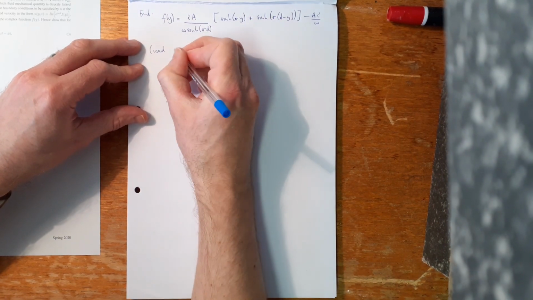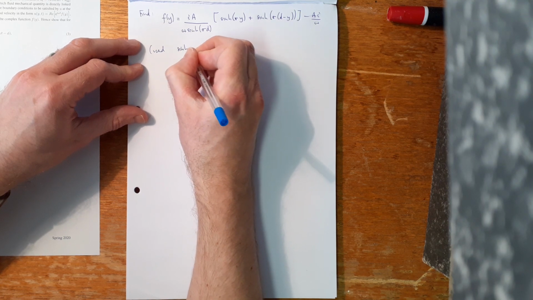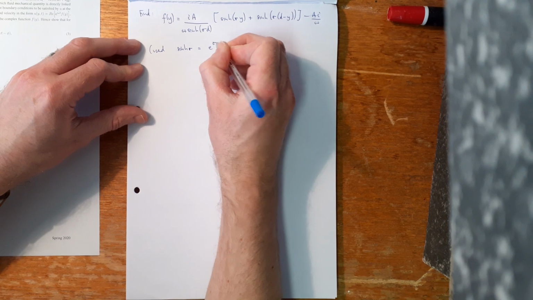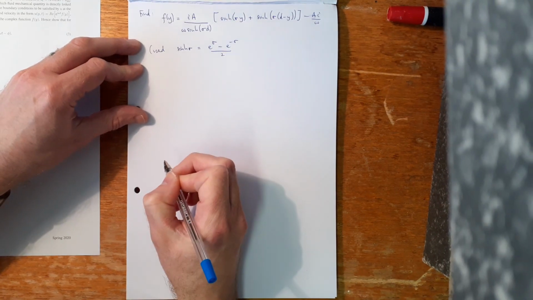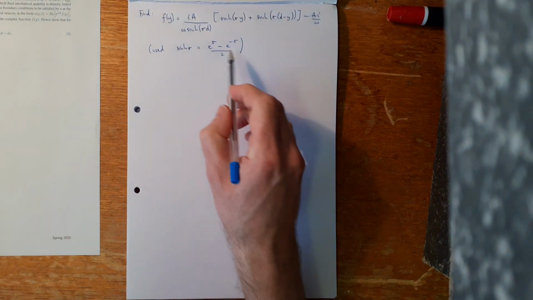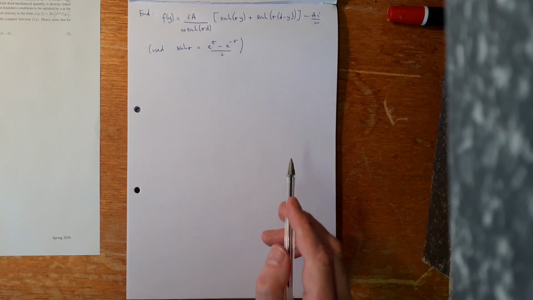So to do this, what have we done? We've used the fact that sinh of sigma, for example, is e to the sigma minus e to the minus sigma over 2. And there's a little bit of playing around to get it into this form. This is what we end up with.